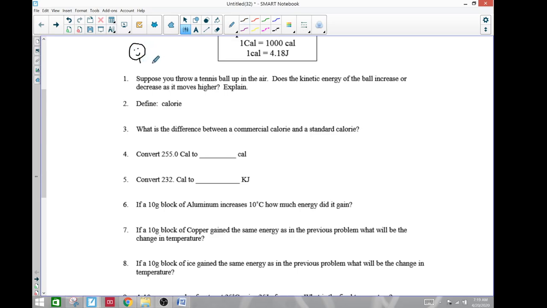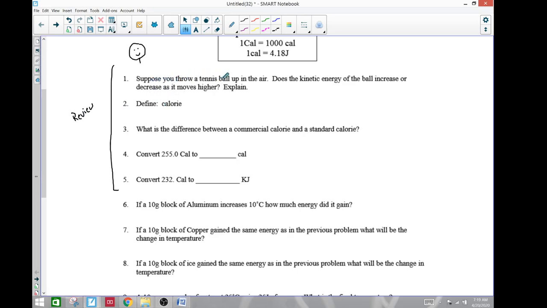A few things here that you might want to note: this first section is just review from the previous concept. So again, quickly through that.